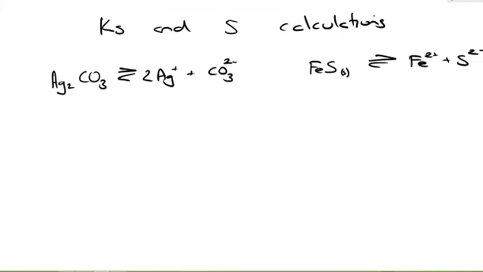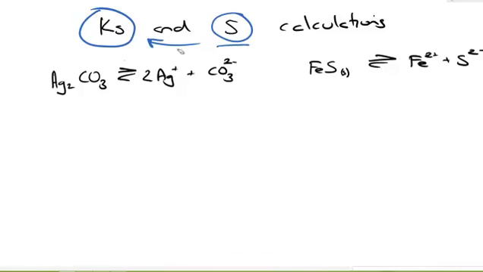Now, calculating Ks is where you can possibly run into some problems. Calculating the solubility is much easier. The only way you're going to be asked to calculate solubility is if you are given the Ks value. Okay, you must be given this, and if that's the case, you just have to decide whether you're going to be taking the square root or dividing by 4 and doing the cube root calculation.